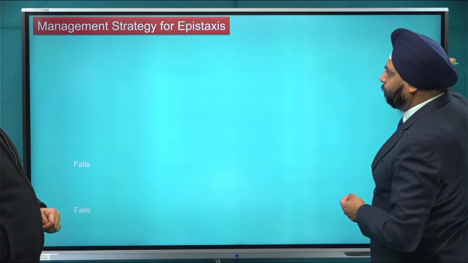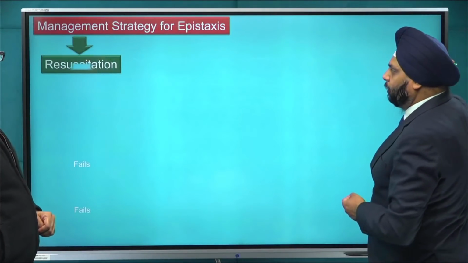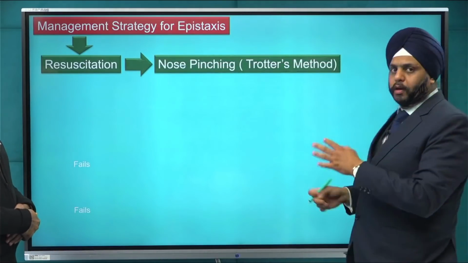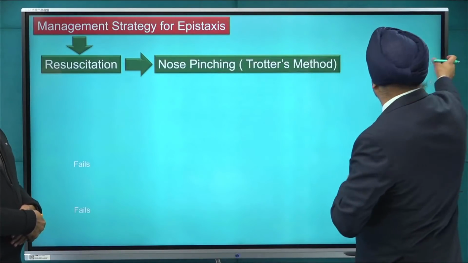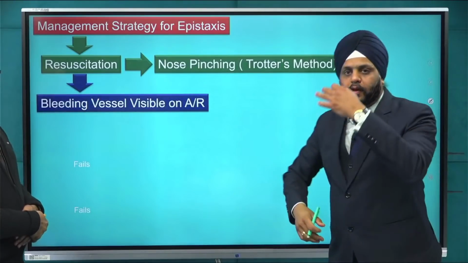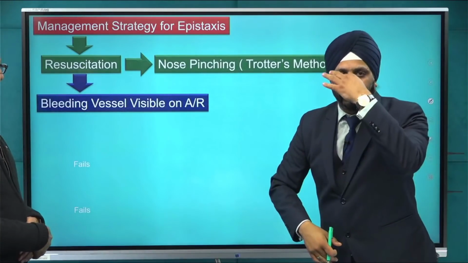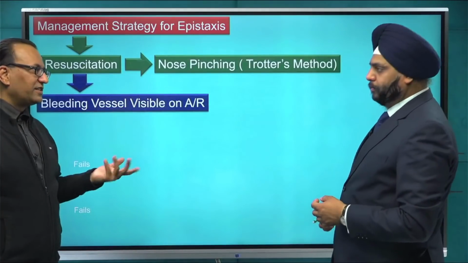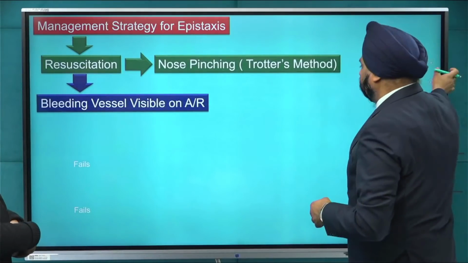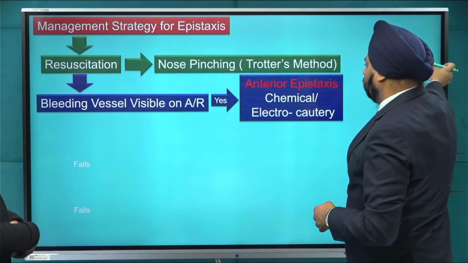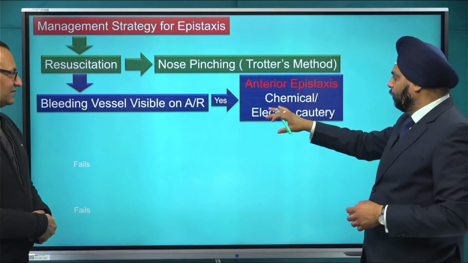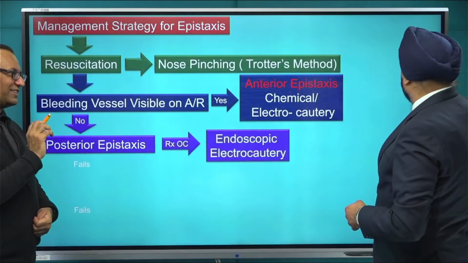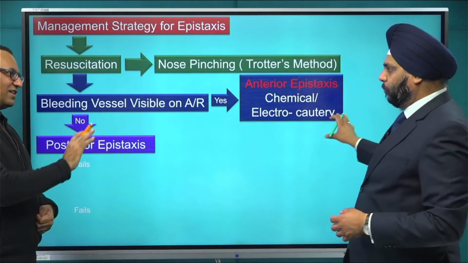So the management strategy for epistaxis, I'll just discuss it. The patient comes to you, you resuscitate the patient, and the best way is that you do nose pinching. That's Trotter's method. I have told you. The patient sits, moves the head forward and closes the nose for 5 minutes, which can be done by a medical officer himself without an ENT specialist. And then if the bleeding is visible on anterior rhinoscopy, that's an anterior epistaxis, we can do chemical or electrocautery for that. No, even this can be managed by anyone, okay?